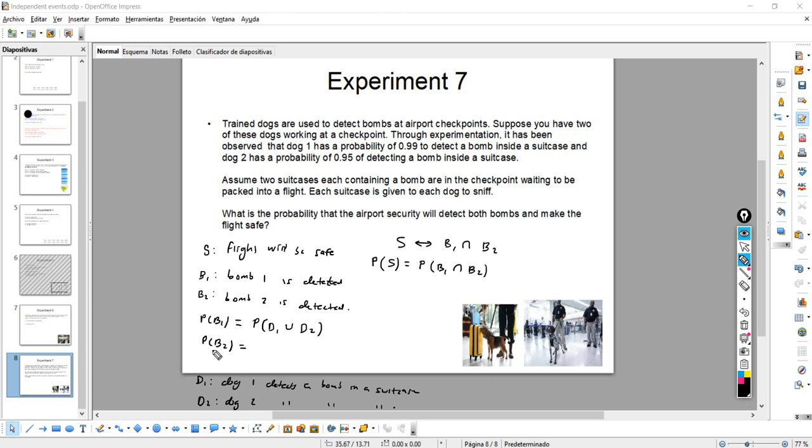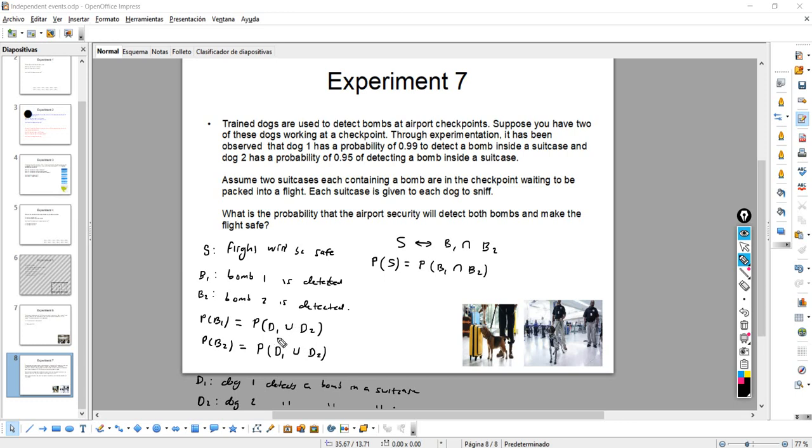And the same is going to be for the bomb 2. The probability that the bomb 2 will be detected is going to be equal to the probability that the dog 1 detects it, or that the dog 2 detects it. You see? Okay, perfect.